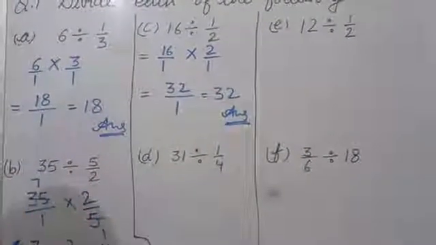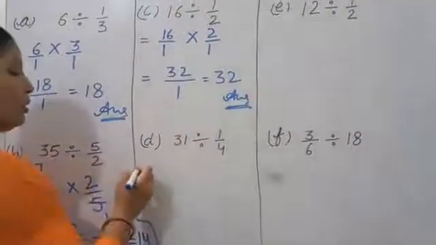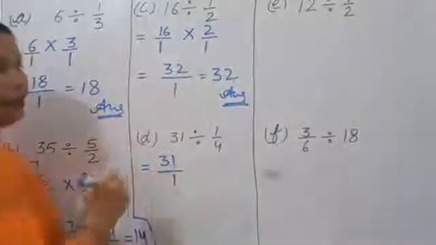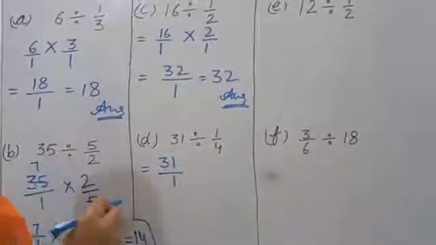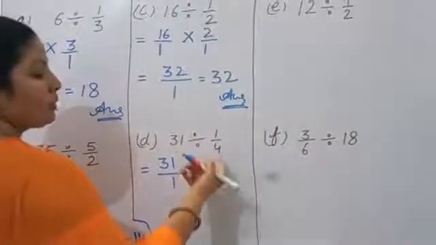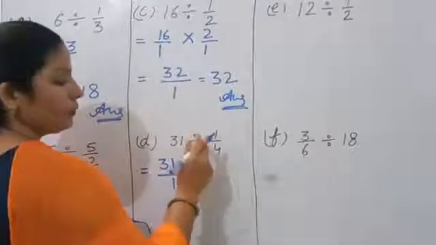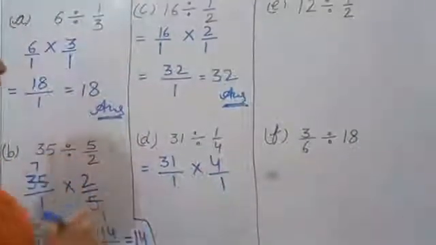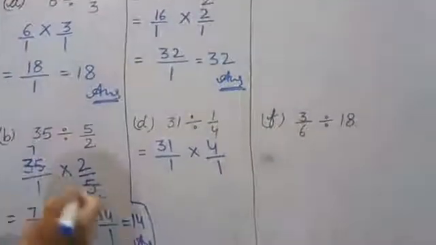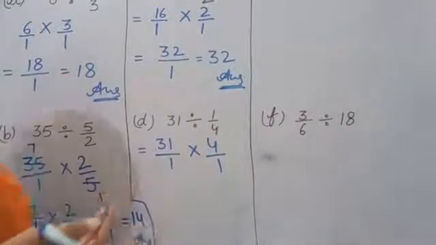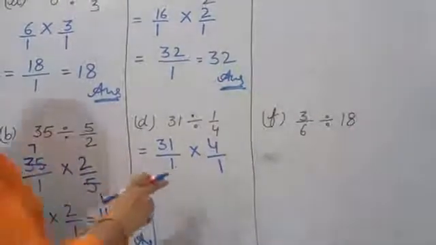Now it's D part. 31 divided by 1 upon 4. So 31 upon 1. Now again, divide will change into multiply. Now 4 upon 1, its reciprocal, so 1 upon 4 is there, so 4 upon 1. Now numerator multiply by numerator and denominator, because we have 1 1 in the denominator. So what do we cancel? Nothing is there for cancelling because 1 1 is there.